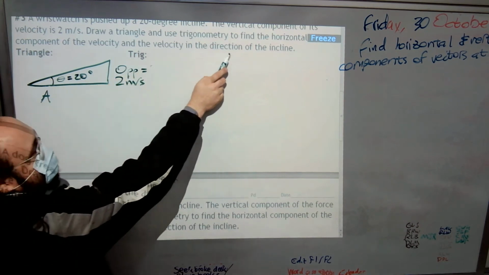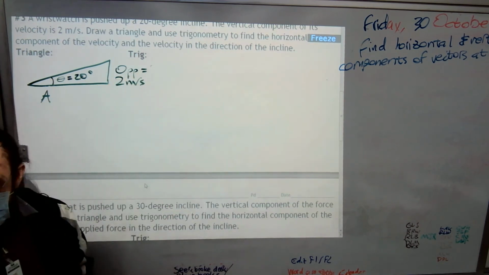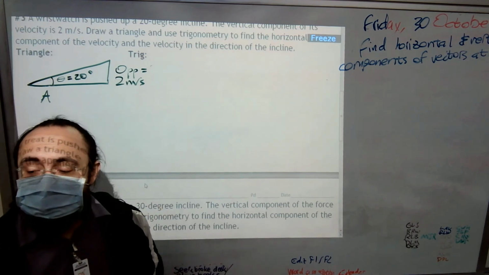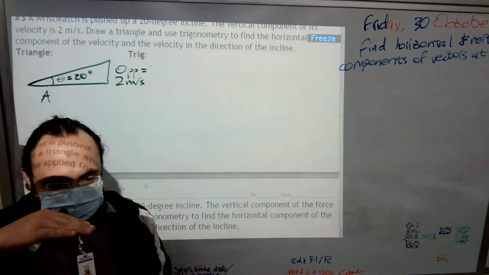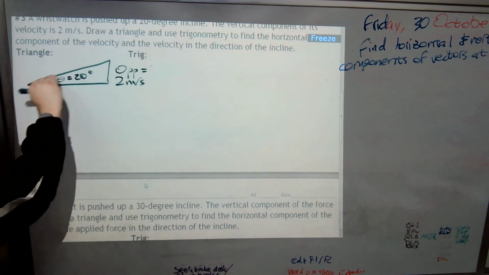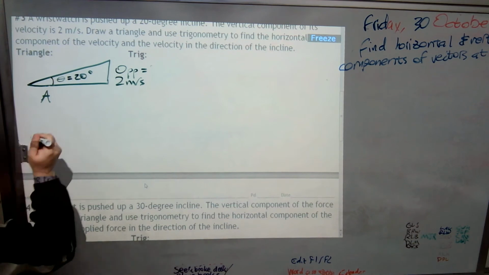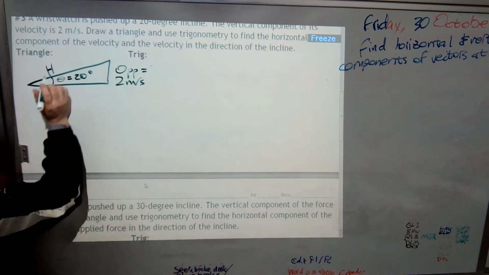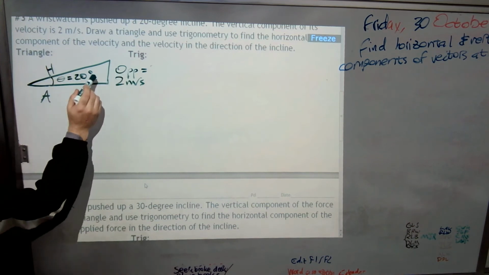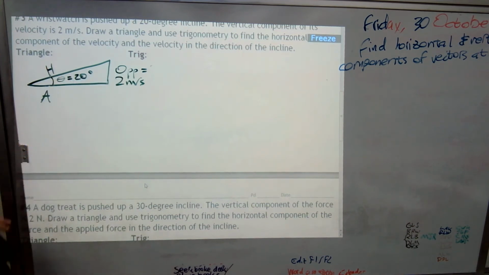And the velocity in the direction of the incline. On this assignment, whenever it says in the direction of the incline, that is the hypotenuse side. That's that sloped side. That's what I'm talking about with the incline. So that's the hypotenuse, and we're supposed to find this side and this side using this side. So I'm going to find the hypotenuse first for the people who are still working on their lab.